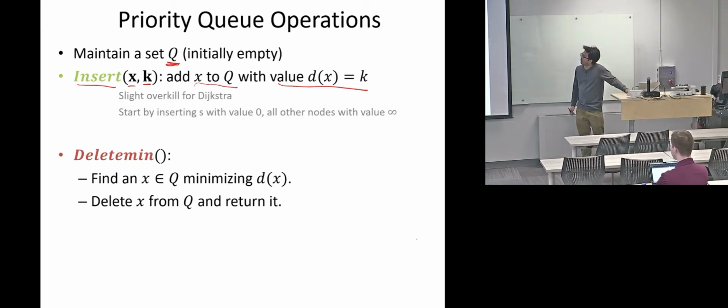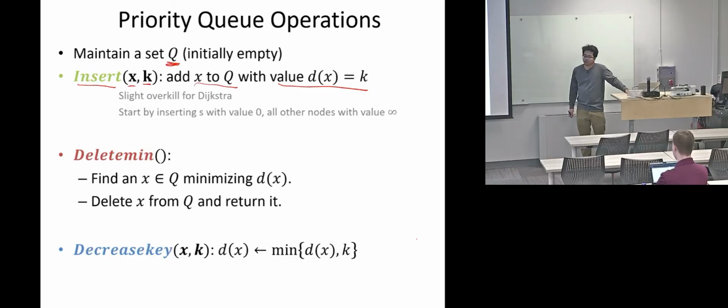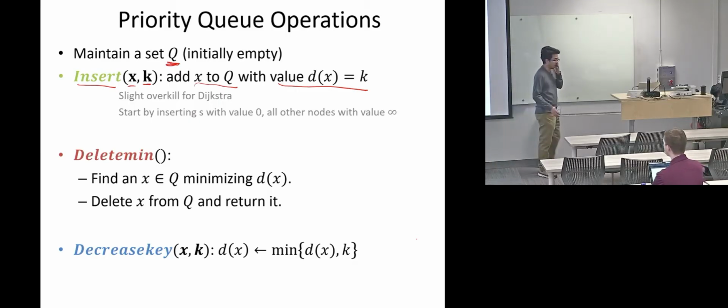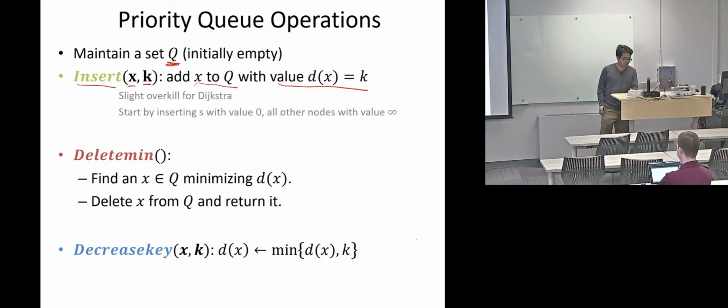What else can the heap do? It can decrease key. That is, look at any element with the value k, then you just decrease the value of this element to at most k. You can decrease the key. And you can see that this data structure is kind of built to implement Dijkstra.